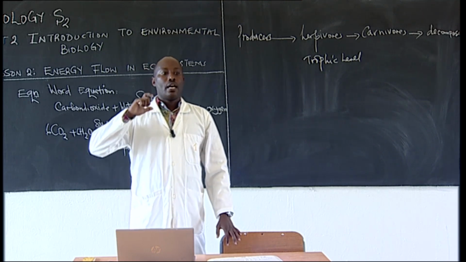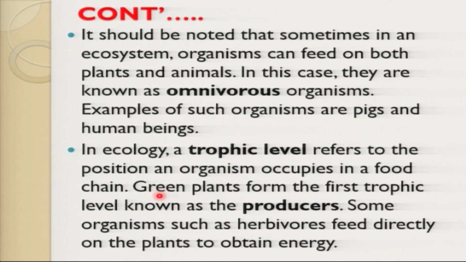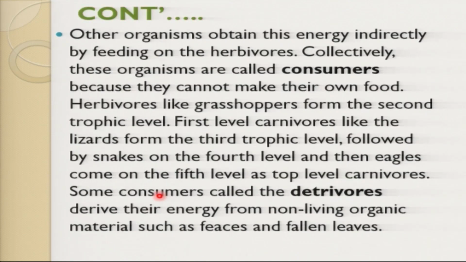So, the producers occupy the first trophic level. Some organisms such as herbivores feed directly on plants to obtain energy. Take an example: cows cannot get energy when they don't feed on grasses or on plants. But plants, where do the plants get energy? From sunlight. Let's talk about other organisms that obtain this energy in indirect form by feeding on herbivores. They don't depend on plants directly. They do depend on plants indirectly.